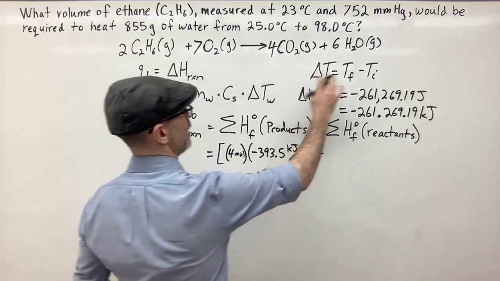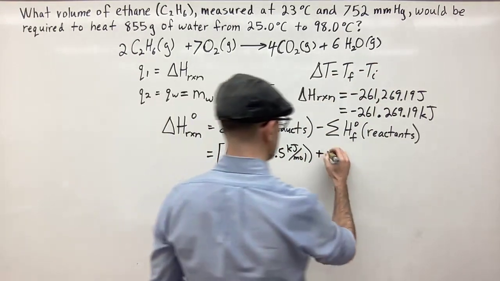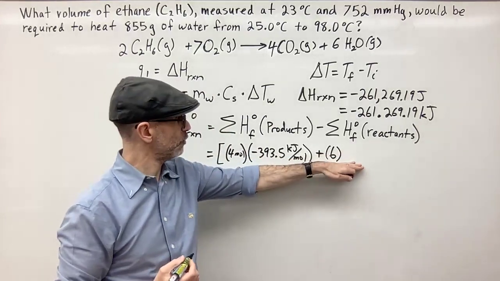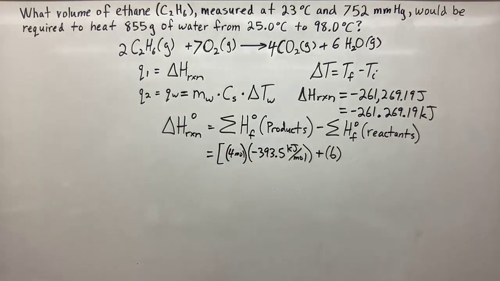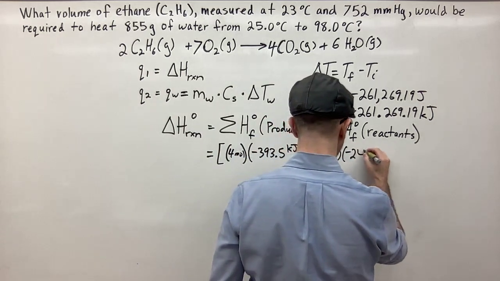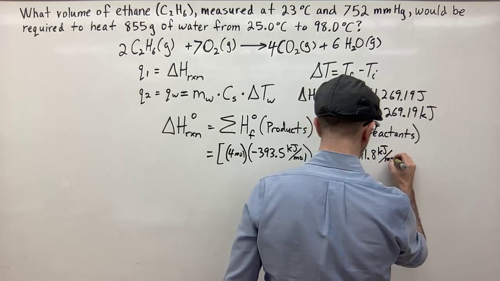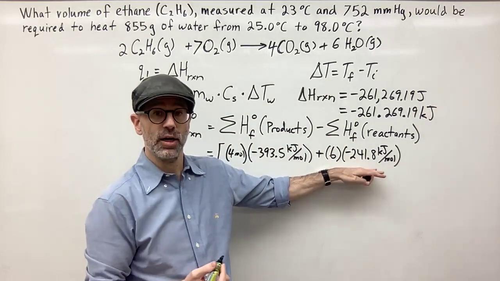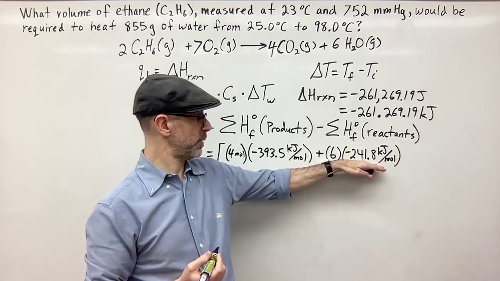Plus, and then we add to that the water. Now, water in this case, I'm using it as a gas. And so here it's going to be 6 times whatever the heat of formation of gaseous water is. And that's going to be -241.8. And again, that's kilojoules per mole. And again, this number is going to be different if you use the liquid water, right? So just be aware that your answer is going to depend on what you use here.